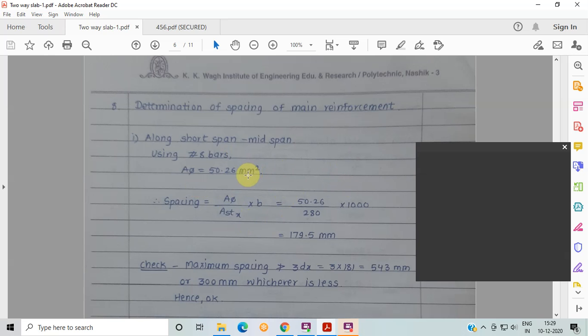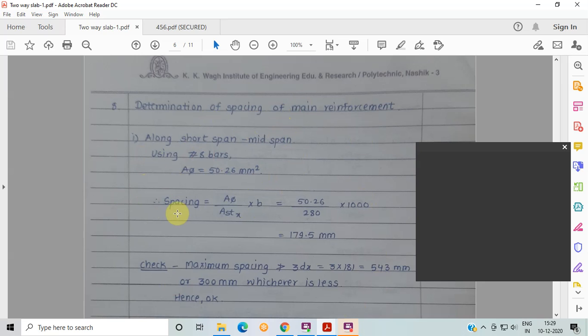The dots are the distribution steel. The distribution steel is provided in the edge strip, and the dots are the steel along the longer direction. The thickness of the slab is shown here. This is the reinforcement detailing in plan. Along both directions the spacing is the same, which is shown here. Only two bars are shown as a representative. So main steel is provided, and in the edge strip the distribution steel is provided.